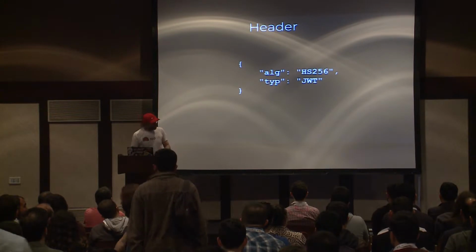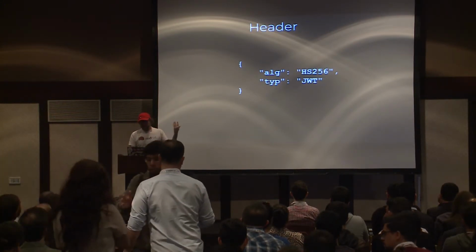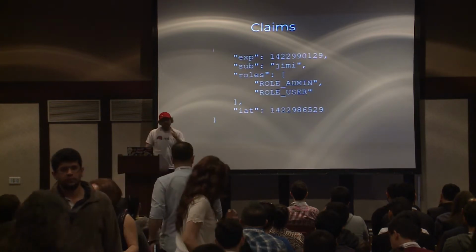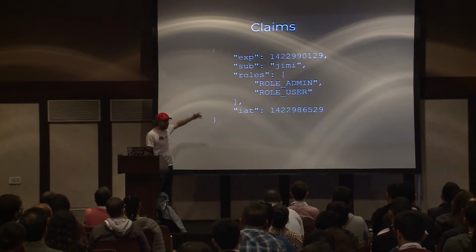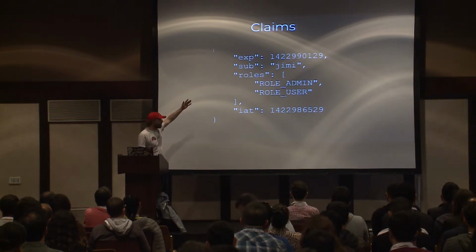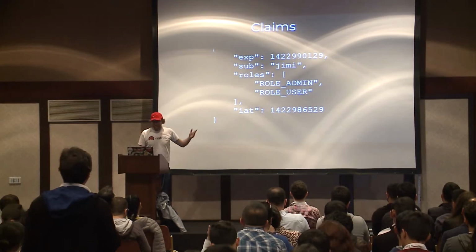I go quickly because I want to keep time for the demo. A JOT has always a header, not really interesting. The claims, that's the payload, that's the important part. So we have some mandatory fields like exp, sub, but roles, for instance, that is a totally custom payload.